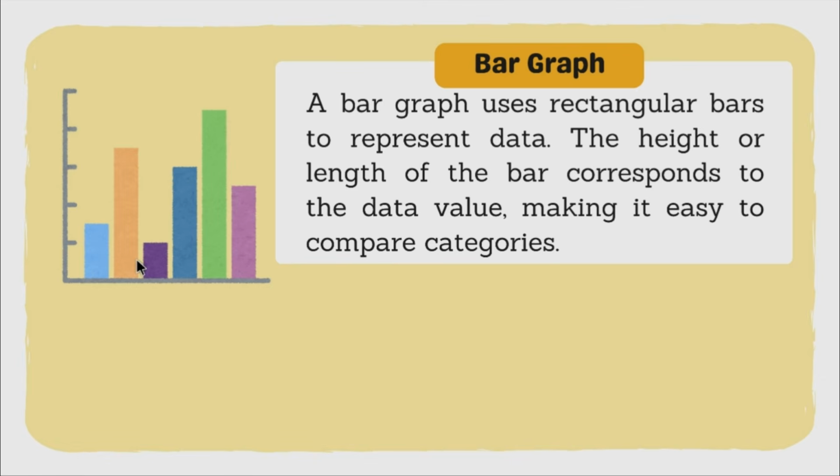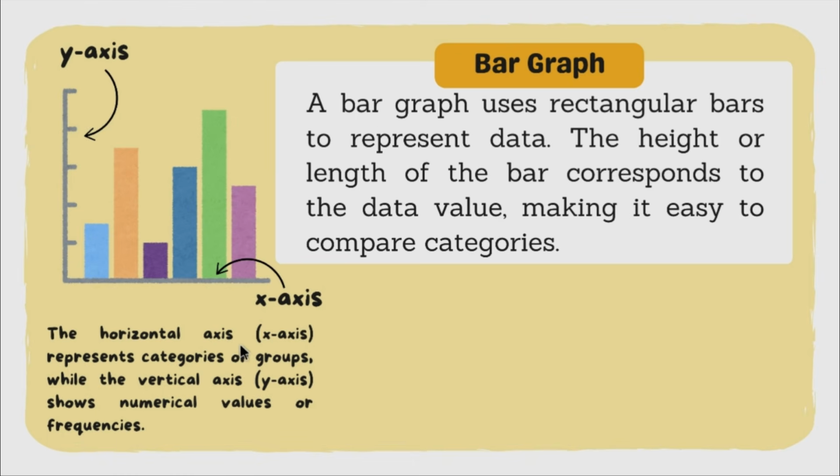Okay, so ito po yung itsura ng bar graph natin. As you can see, we have here two lines. Ito pong ating vertical line, ang tawag po natin dyan ay y-axis at ito pong horizontal line natin, ang tawag po natin dyan ay x-axis. Okay? Itong horizontal axis represents yung category or groups, no? And then yung atin pong y-axis, it represents the numerical values or yung tinatawag nating frequency.